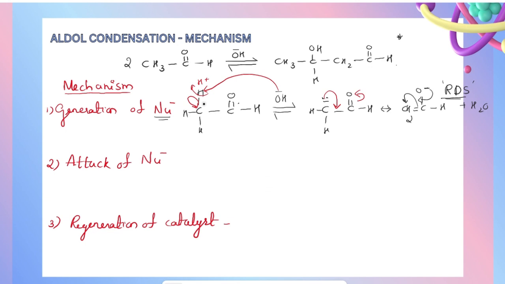Why is it the slowest step? Because the carbon-hydrogen bond, which is considered stable, has to break here, right? That's the reason this is also called the rate determining step.